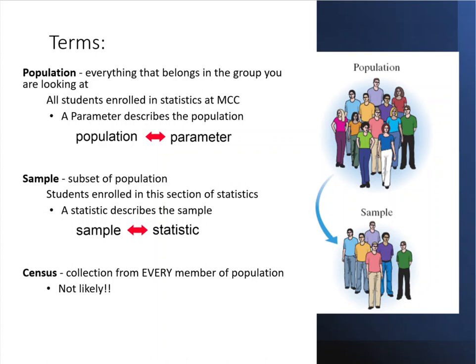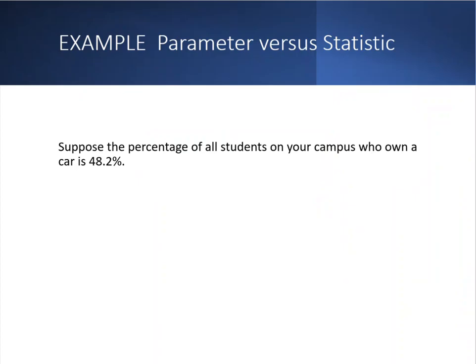So generally, census is not our normal way of collecting information or collecting data. Instead, we look at things like population and sample in order to collect data. Let's take a moment and look at an example together where we are going to try and identify parameters and statistics. So here is an example.